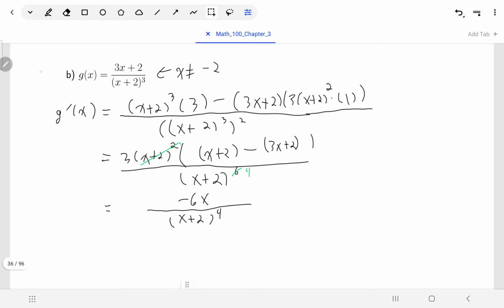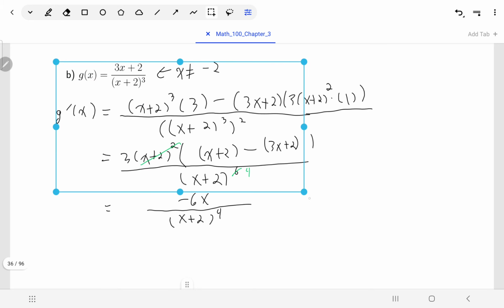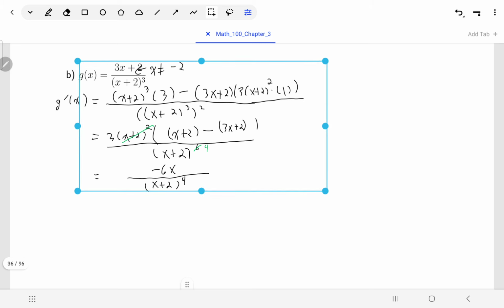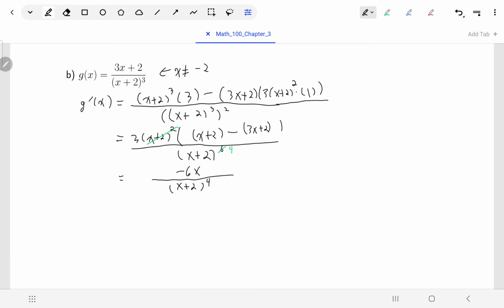And now I can say a couple of things about this. One of them is that as far as critical numbers goes, we're going to get one of them that's going to show up for us for where g prime is equal to 0. And that's because if you're looking at a rational function and wondering where it is equal to 0, that would be where just the numerator is equal to 0. So 0 is a critical number.